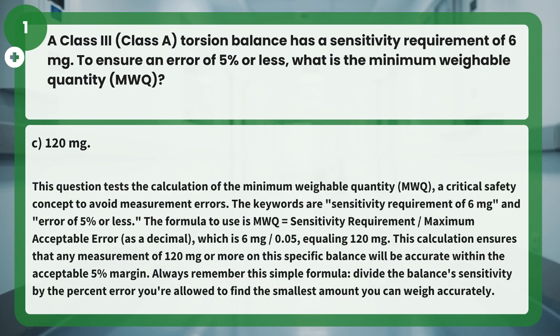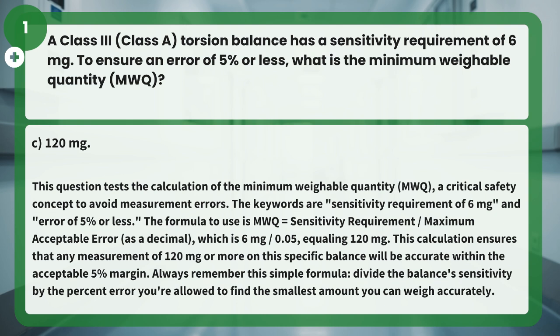Answer: C. 120 mg. This question tests the calculation of the minimum weighable quantity, MWQ, a critical safety concept to avoid measurement errors. The keywords are sensitivity requirement of 6 mg and error of 5% or less. The formula to use is MWQ equals sensitivity requirement / maximum acceptable error, as a decimal, which is 6 mg / 0.05, equaling 120 mg.